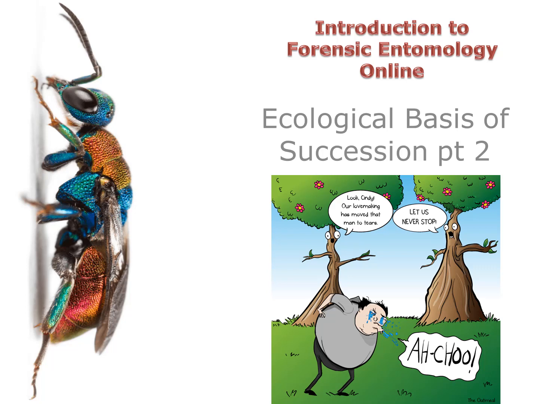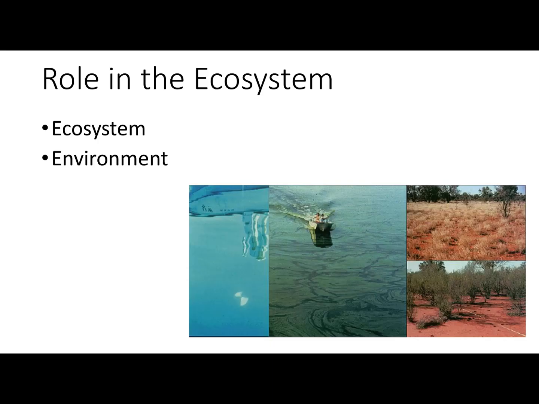So, the role in the ecosystem. Saprophagous insects are an important component of the food web, and they have specific jobs within an ecosystem. So an ecosystem, let's define these words.